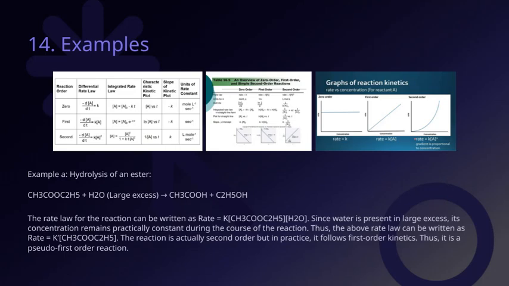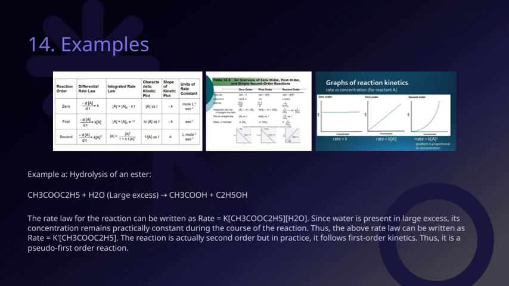Let's take a closer look at the rate law for this reaction. It can be written as rate equals K times [CH3COOC2H5] times [H2O]. Now, an important point here is that water is present in large excess. Because of this, its concentration stays practically constant throughout the reaction. This allows us to simplify the rate law from rate equals K times both concentrations to rate equals K' times just [CH3COOC2H5], where K' is a modified rate constant.